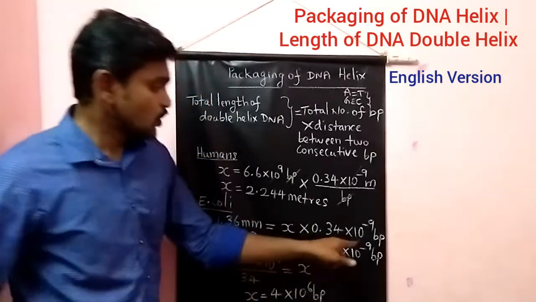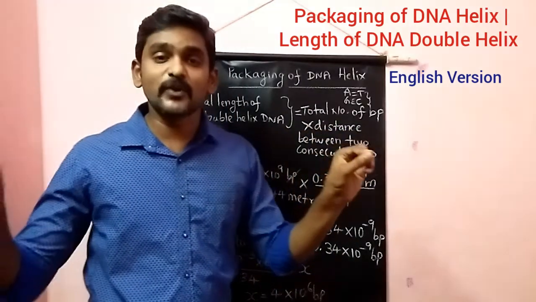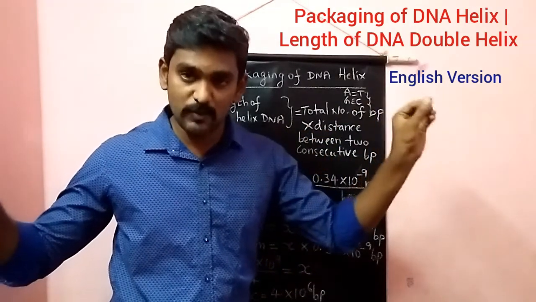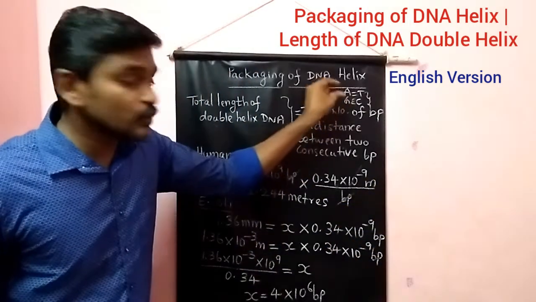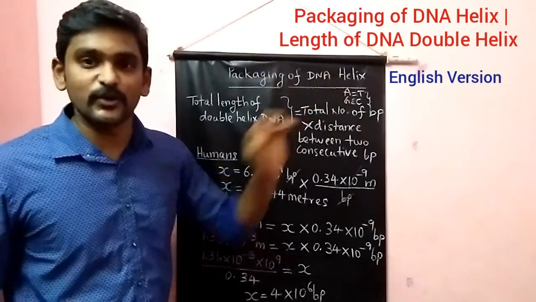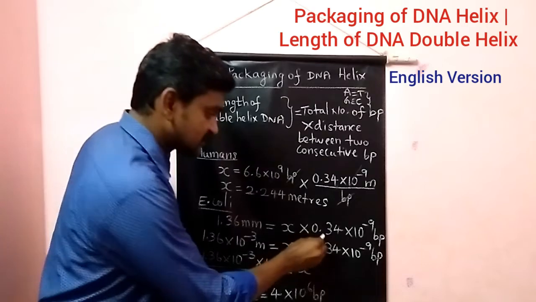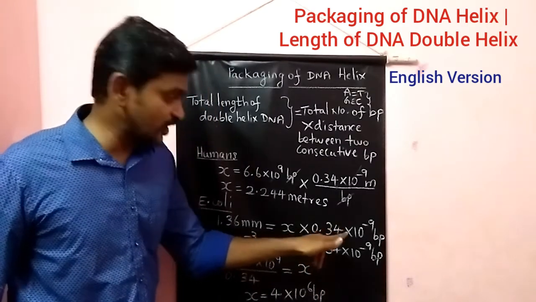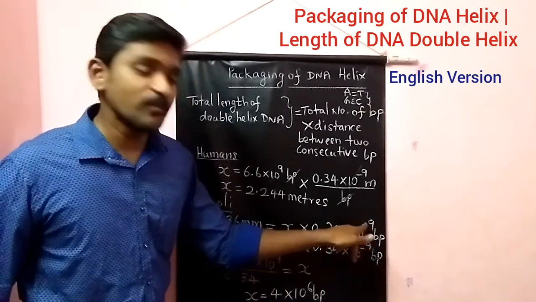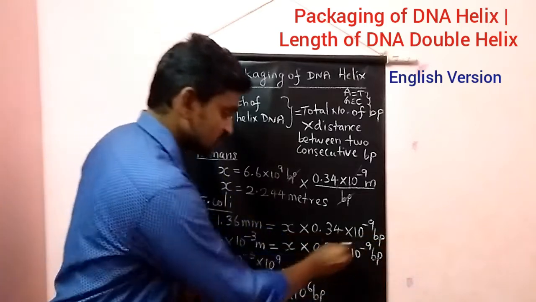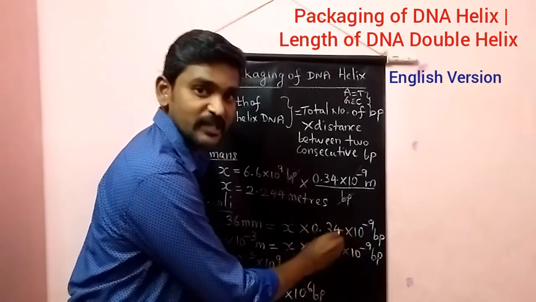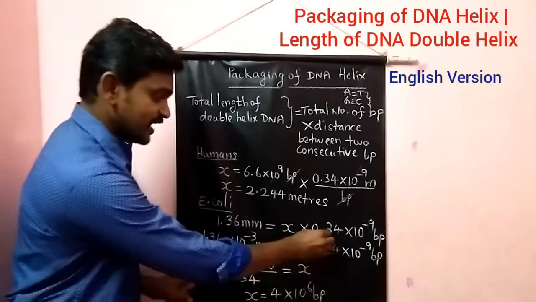For all organisms, I said, from bacteria to higher animals like human beings, the length between two base pairs will be the same. It will not change at all. So you can take it as 0.34 into 10 to the power of minus 9 per base pair. This value will not change. So this will be the constant. So you can take it like this.